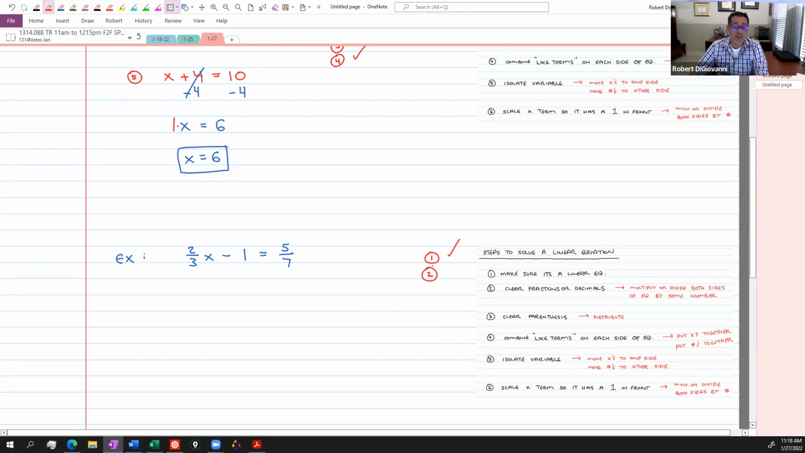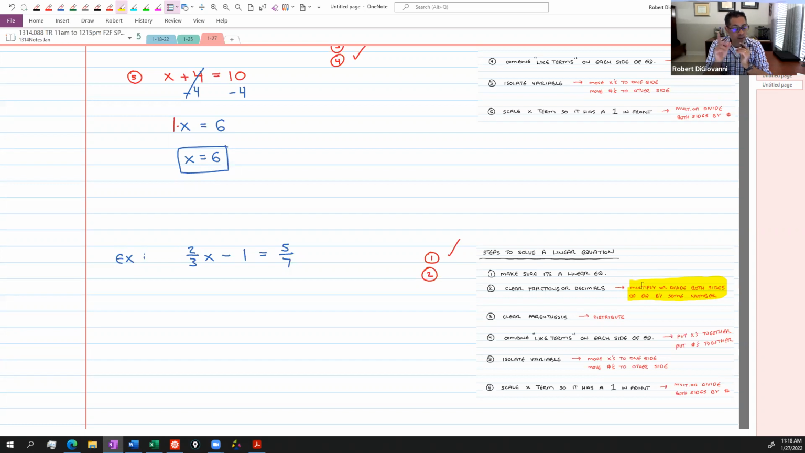Do we have fractions? We do this time, right? So what do I mean by clear the fractions? We want to multiply or divide both sides of the equation by some number. But what number? Does anyone know what number I'm going to multiply both sides of the equation by here in order to clear the fractions? Anyone know? Not sure, Brandon?